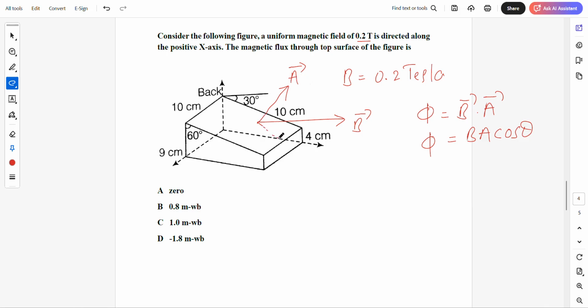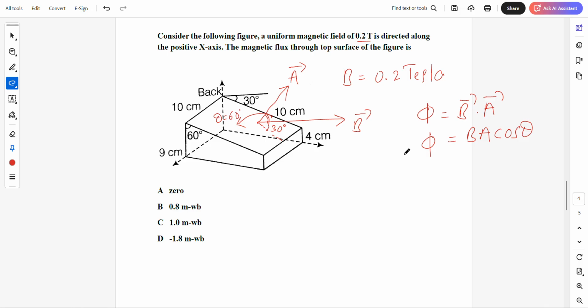See, this angle is 30 degree with vertical. Total it is 90 degree. This will be how much? This will be 60 degree. This theta will be equal to 60 degree. Theta is equal to 60 degree. This is already given here. Okay, theta is 60 degree.